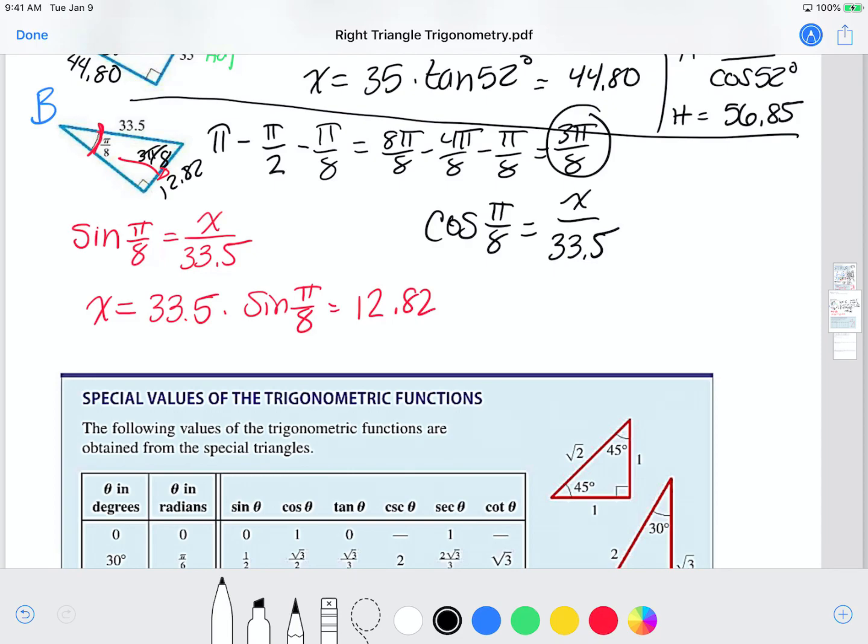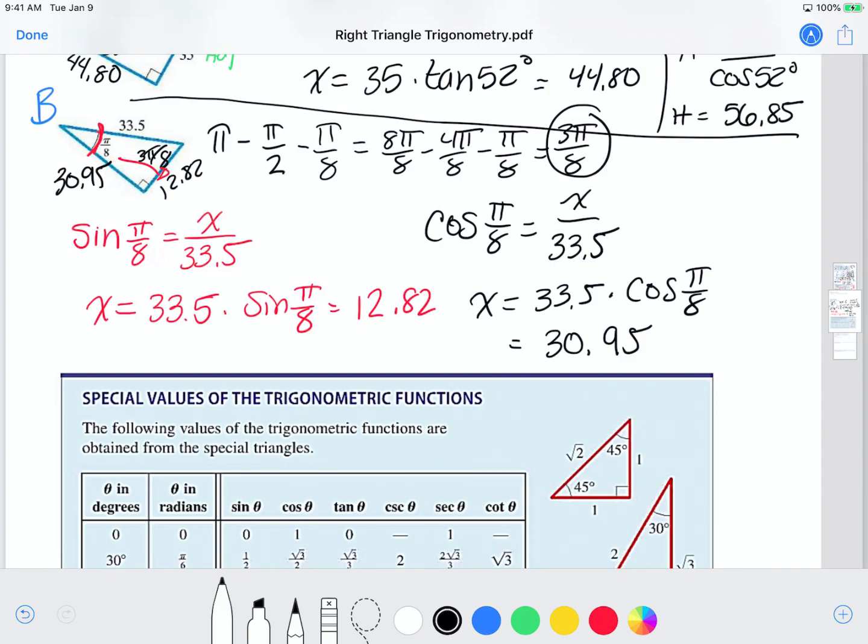So I'm going to cross multiply to solve for x. I know I'm in radian mode because I just did that sine of pi over 8. So I'm going to take 33.5 and multiply it by the cosine of pi over 8. That is going to give me an answer, when I round it to two places, 30.95. So this side, the adjacent side, would be 30.95.